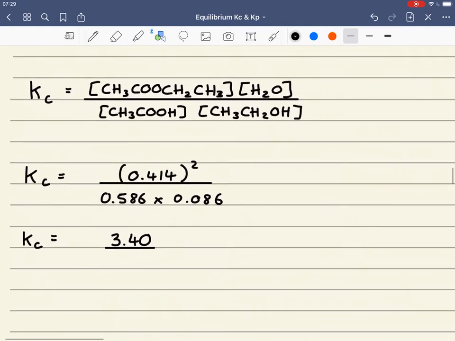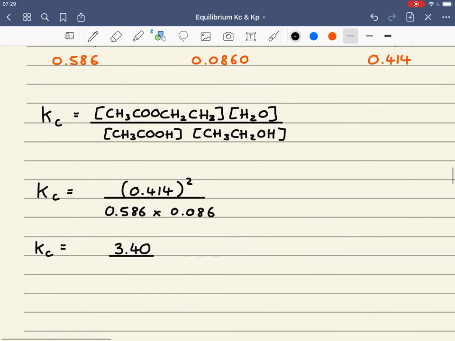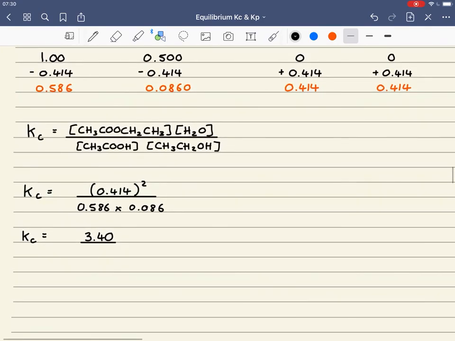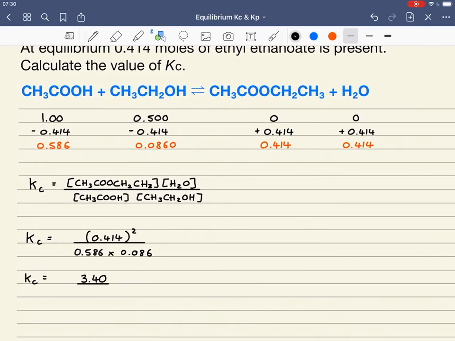I will stress again that in this particular example, we've worked out moles, but it's fine for us to put moles into my Kc expression because we've got the same number of moles either side of the equation, so the volume terms will cancel.